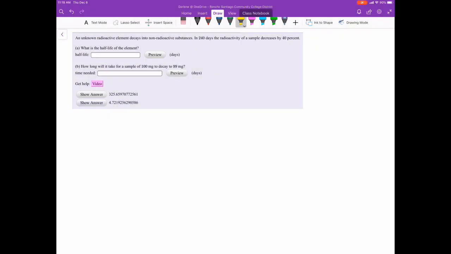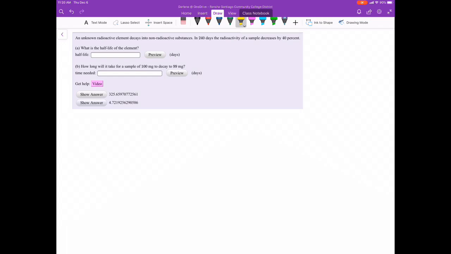In this example, we're going to discuss the exponential function dealing with radioactive elements and half-life. An unknown radioactive element decays into non-radioactive substances. In 240 days, the radioactivity of a sample decreases by 40%. What is the half-life of the element? And then, how long will it take for the sample of 100 to decay to 99 milligrams?